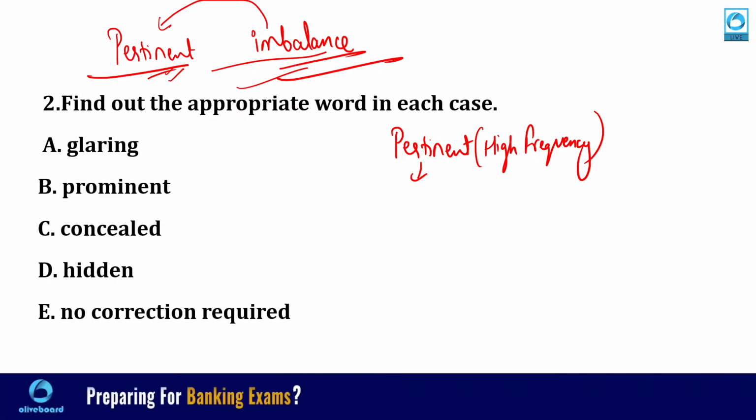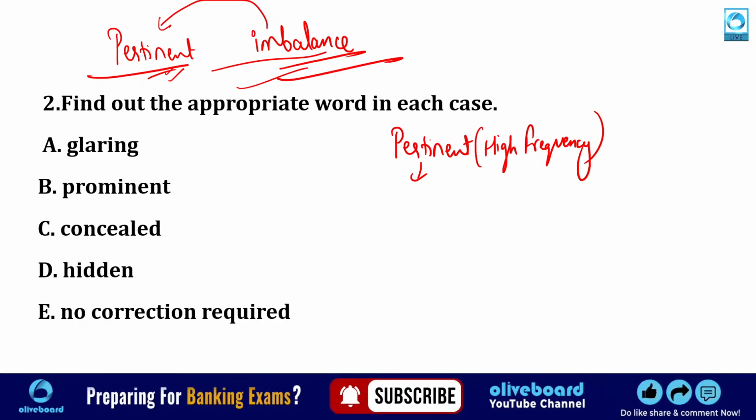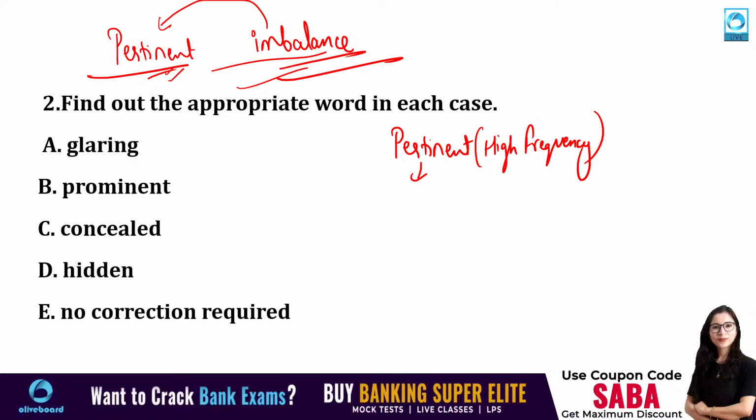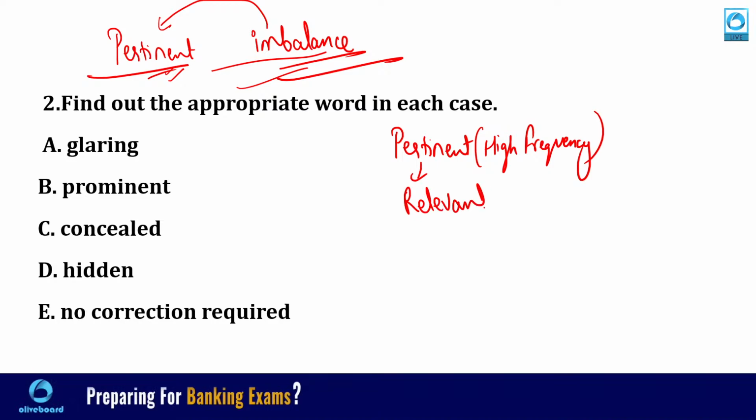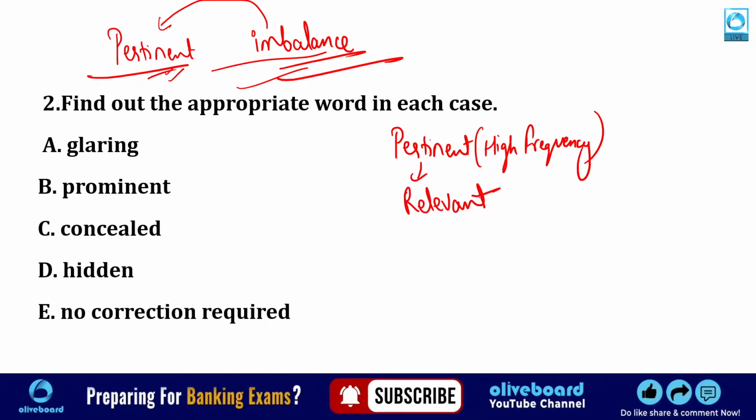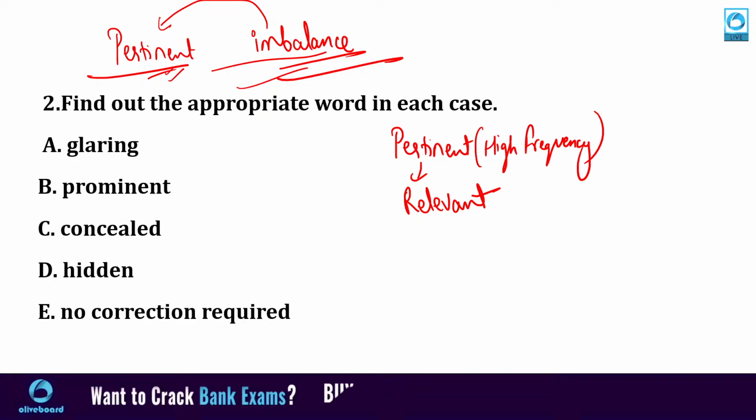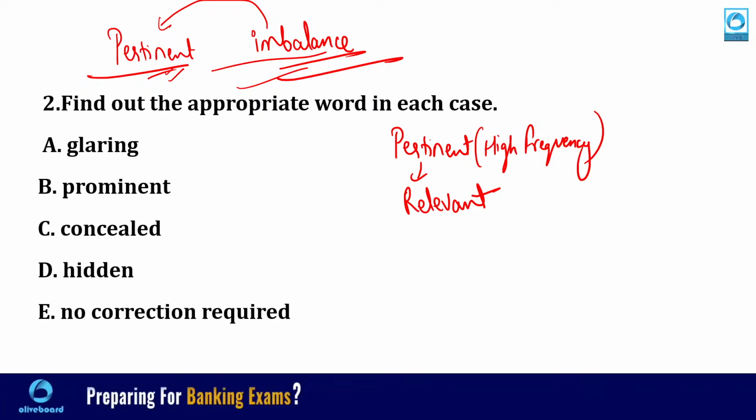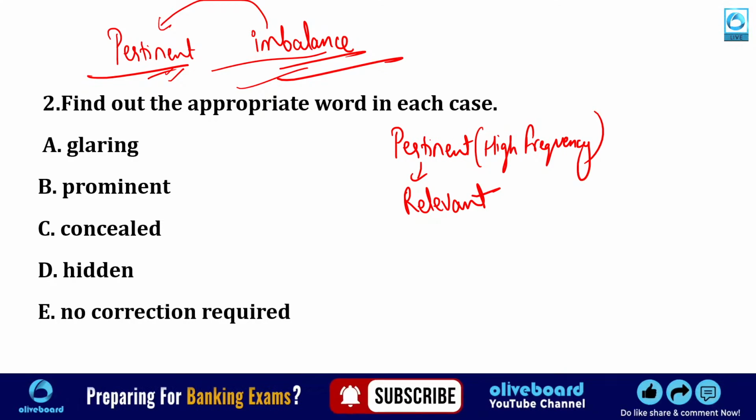What is the meaning of the word pertinent? Anyone? B is prominent. Hansraj is saying B, prominent. Others? Yes, very good. Pertinent means relevant. Very good. Pertinent means relevant. Pratik is saying E, no correction required. Others? What will be the correct answer? Quickly, guys. Shani, I didn't get you. Please, what is your answer?